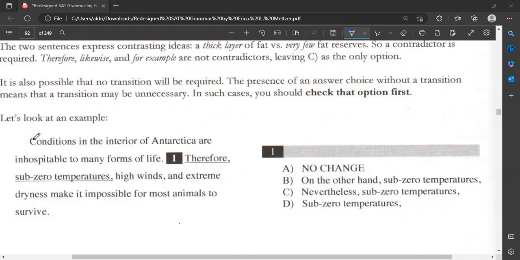There's no contradiction between these two. It says conditions in the interior of Antarctica are inhospitable to many forms of life. And then it's mentioning the sub-zero temperatures. These are the conditions that make life impossible, basically: sub-zero temperatures, high winds, and extreme dryness, which make it impossible for most animals to survive. So it's actually sort of continuing, if that makes sense. Does that make sense?